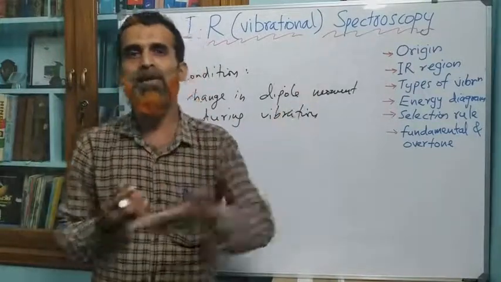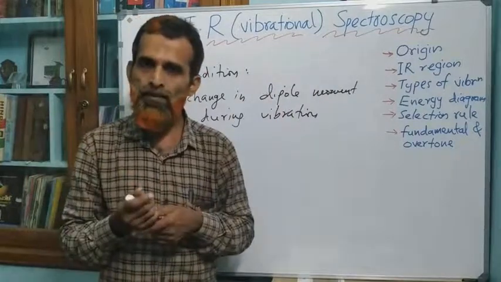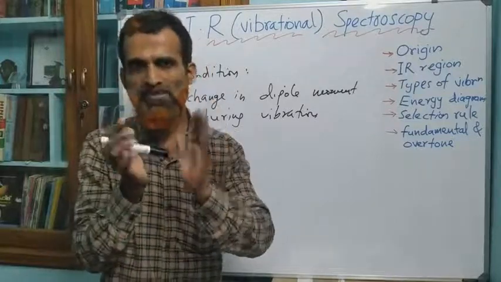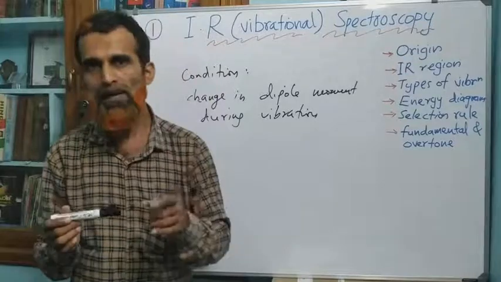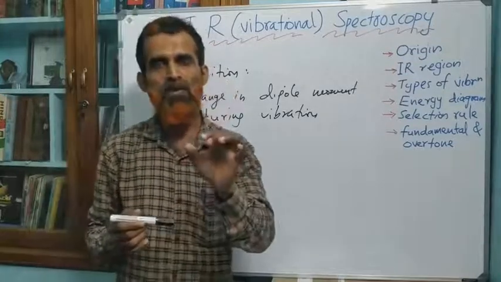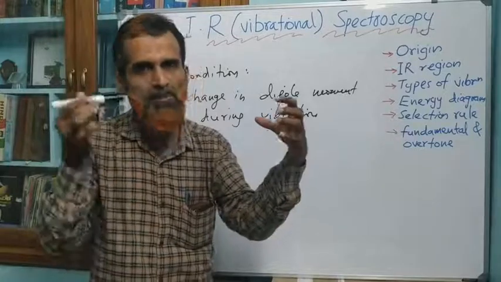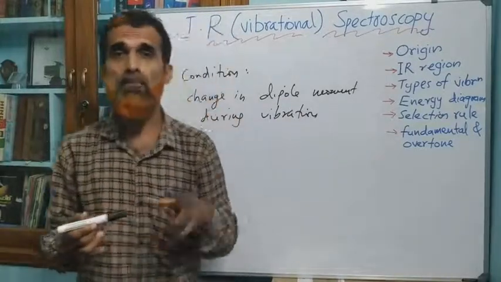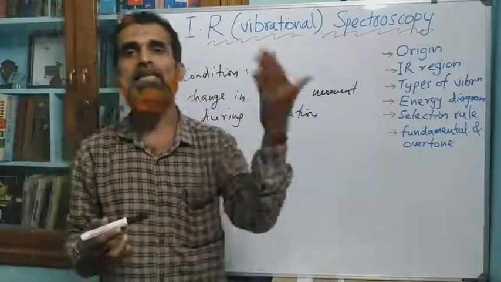There will be a fluctuating dipole, correct? The dipole moment keeps on changing. So when there is a change in dipole moment, an electrical pulse is created in the molecule. I told you at the very beginning that spectroscopy involves interaction between the radiation and the molecule, right? What kind of interaction? It can be electrical or magnetic. In IR spectroscopy, it is an electrical interaction.